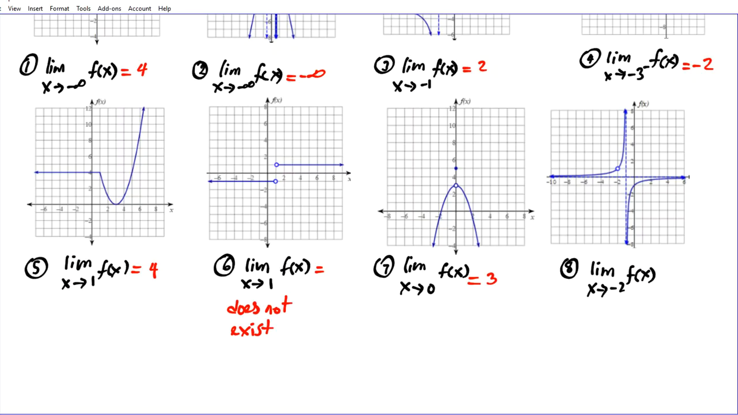And then for question number 8, you're approaching negative 2 from both sides. So you're approaching this open circle right here. You're approaching a point. The y-coordinate of that point is positive 1.